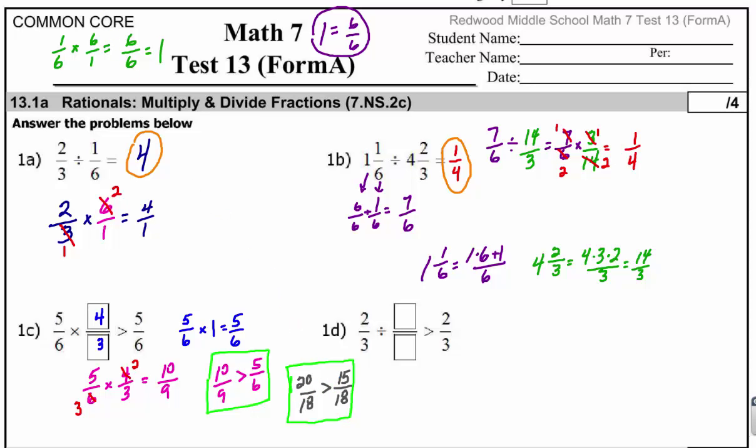All right, so that takes us then to 1D. So here, let's go back to this. Your answer here is anything, any number, anything greater than 1 whole.